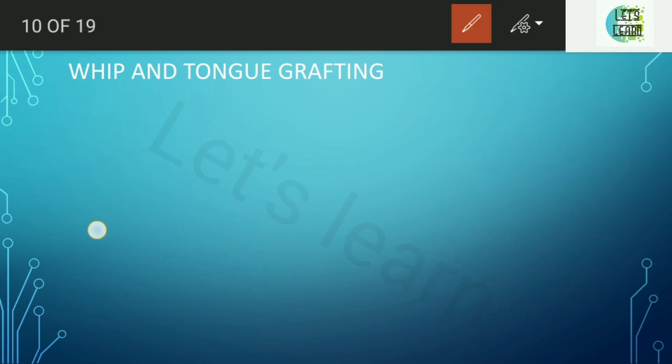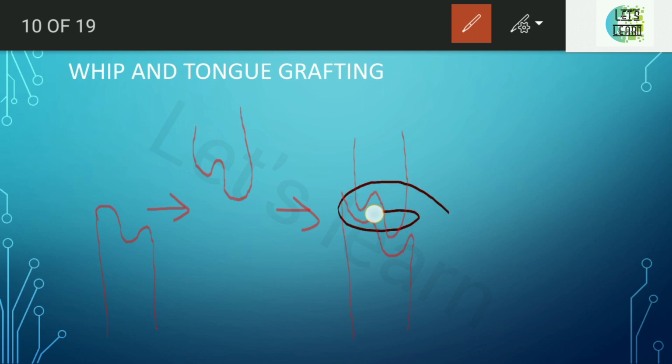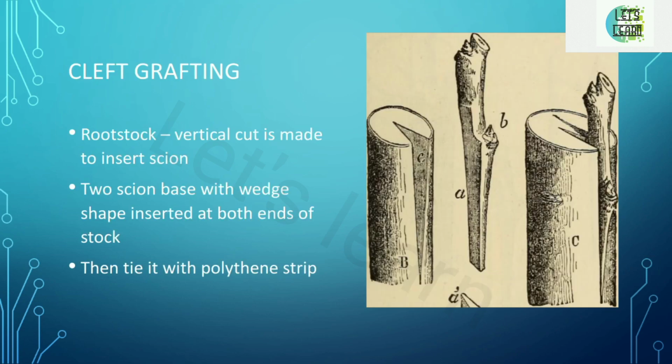Okay, so a tongue-like cut should be given on the rootstock. The same cut should be given on the scion. After giving the same tongue-like cutting, this should be tied with the polythene strip. After 3 or 4 months a bud will be formed, and any bud formed from the rootstock should be detached. Okay, we will see about the cleft grafting.